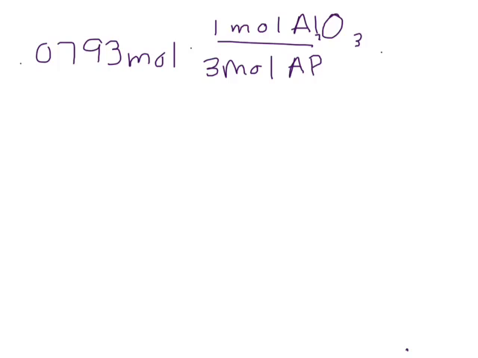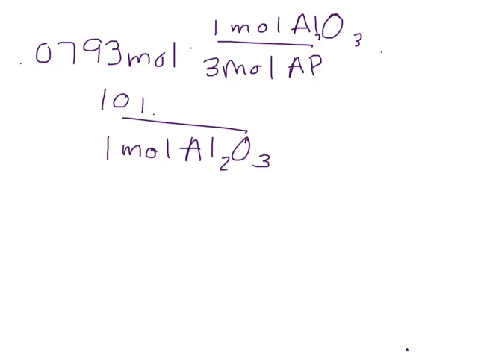So for every mole of aluminum oxide, there are 101.961 grams. And this is just the molar mass, which is adding up all the numbers with the AMUs provided on the periodic table. So this equals 2.70 because of sig figs grams of aluminum oxide.